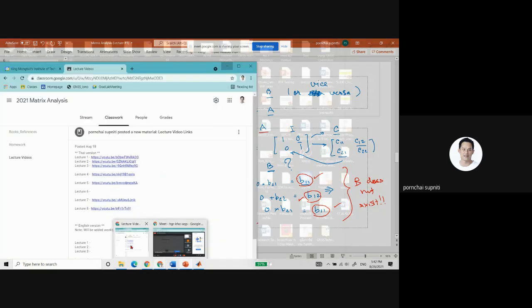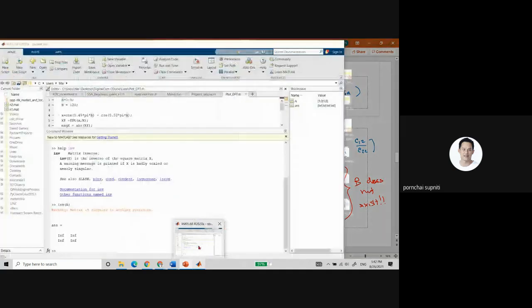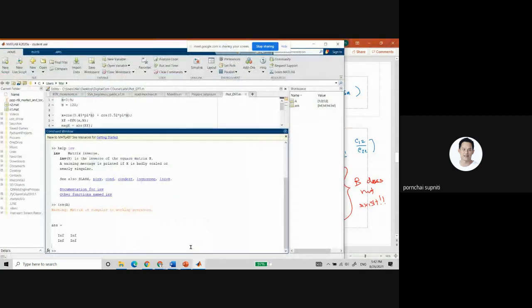So let me try something else on MATLAB just for fun. Maybe Thanat, can you give me another matrix A? Let's do 2 by 2, just for simplicity. Can you give me maybe some numbers? 1, 2, 3, 4.